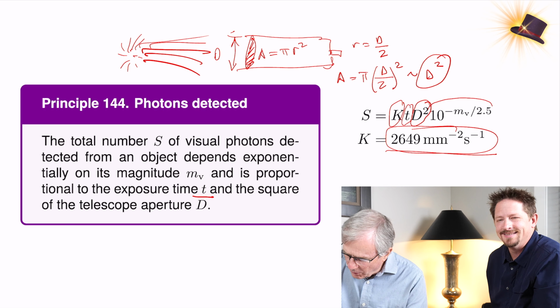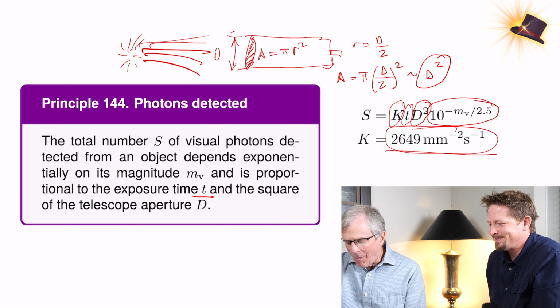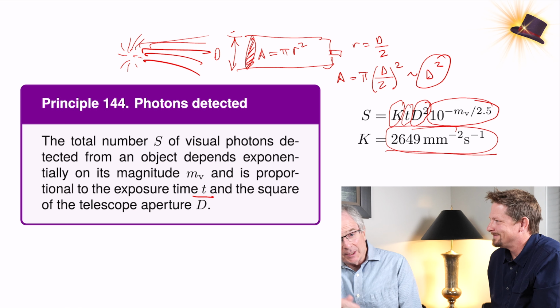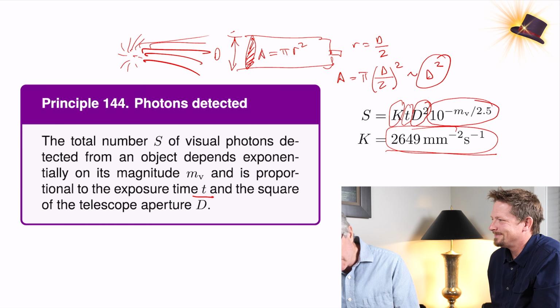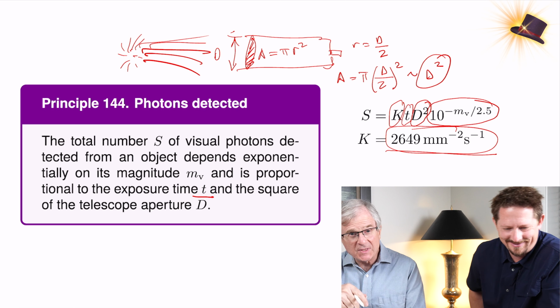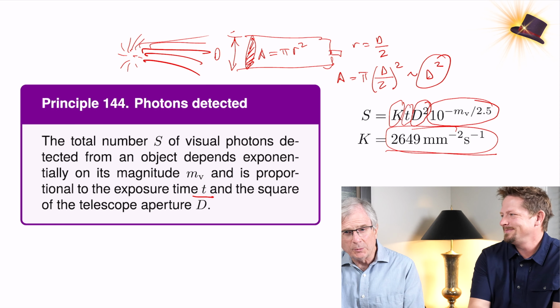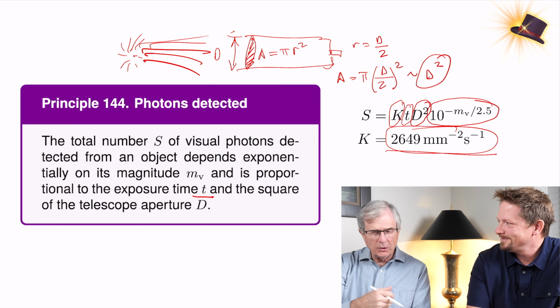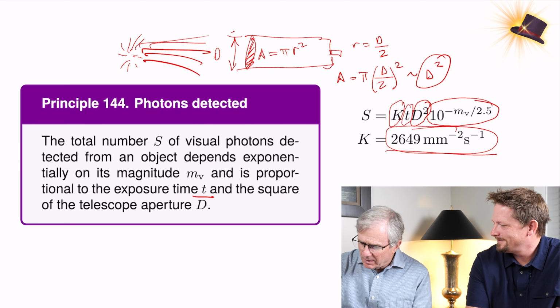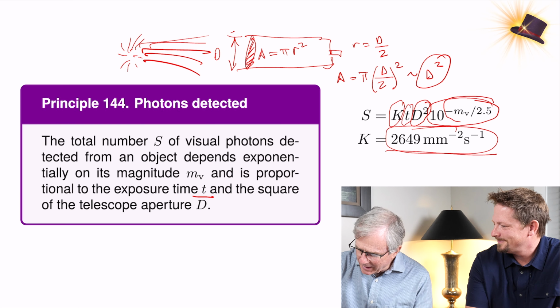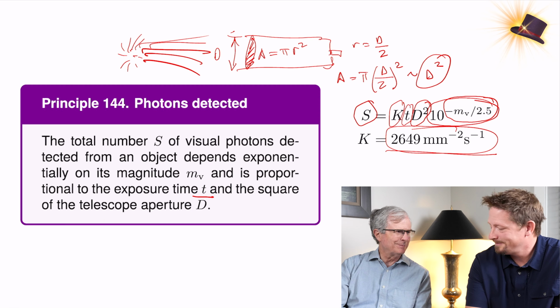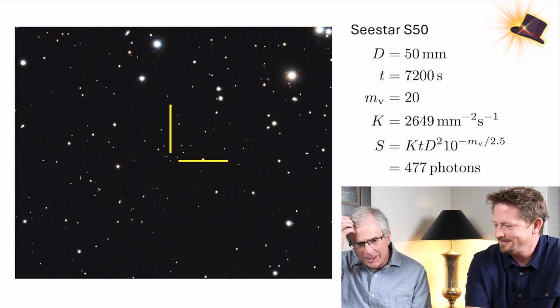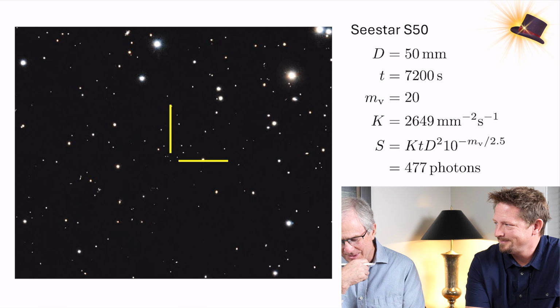And then, why does it depend on magnitude like this? Well, because we just showed the relative spectral flux density looks like 10 to the minus m_v over 2.5. The greater the magnitude, the more negative this exponent becomes, and the smaller the number of photons you're going to capture.